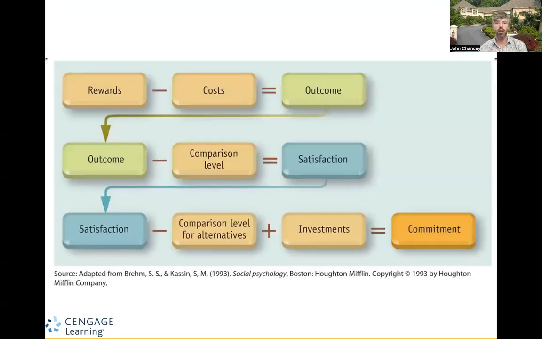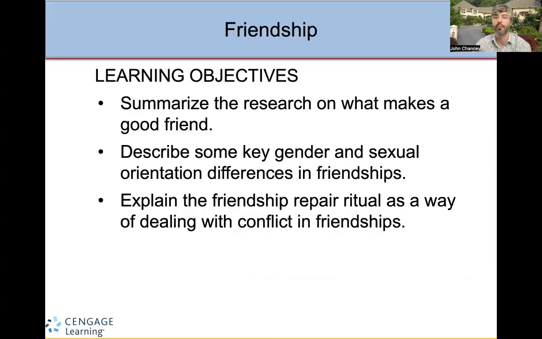So thinking about it, we can look at it mathematically. You have your rewards minus the costs of the relationship equals the outcome, or the outcome minus the comparison level, maybe compared to a previous relationship or another relationship, leads to satisfaction. Satisfaction minus the alternatives plus investments leads to commitment. So you can kind of see how all of these different variables are related to one another.